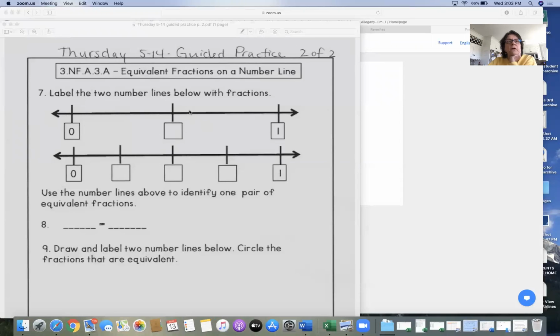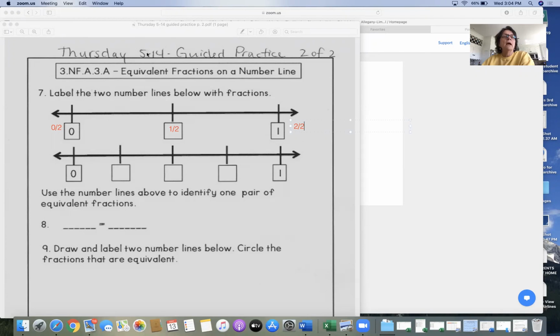It says label the 2 number lines below with fractions. Use the number lines above to identify 1 pair of equivalent fractions. Hopefully you found the first number line was divided into 2 equal parts. That means our unit is halves. So here we would have 0/2. Here we would have 1/2. And here we would have 2/2.